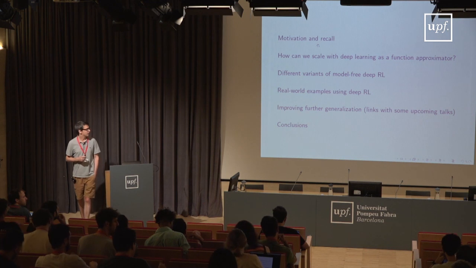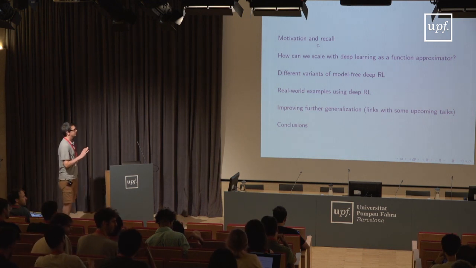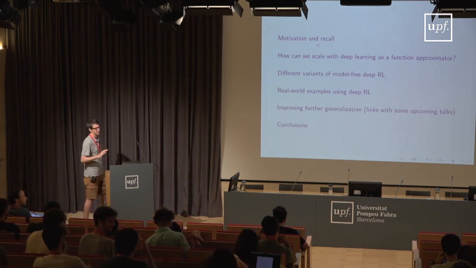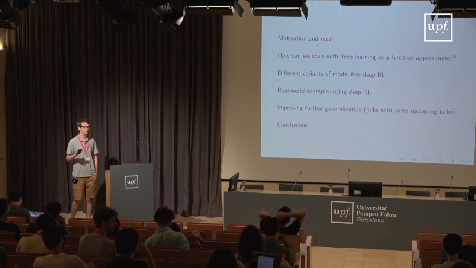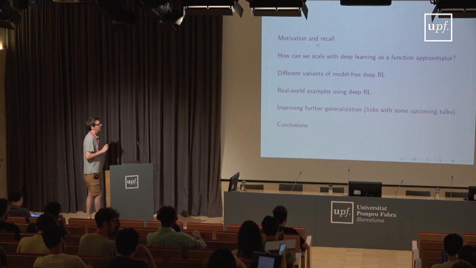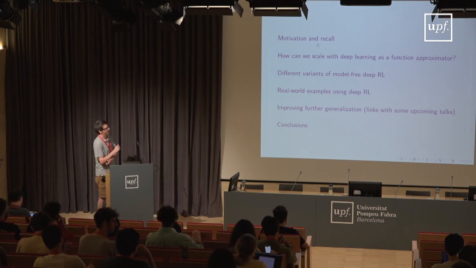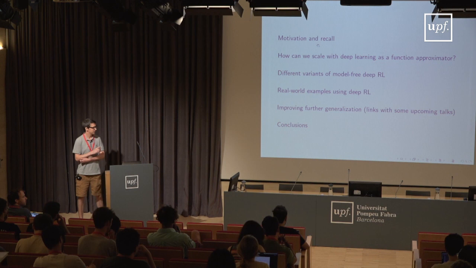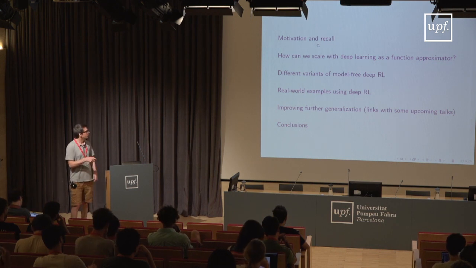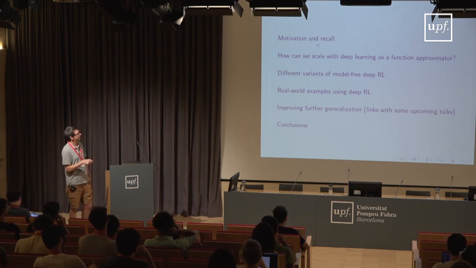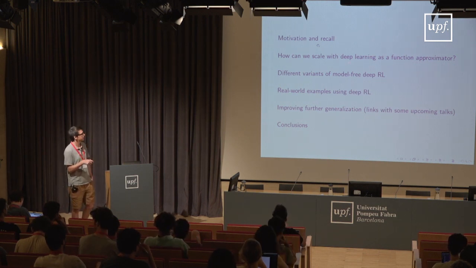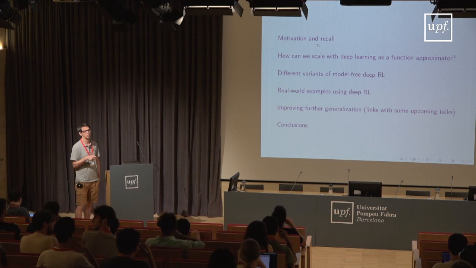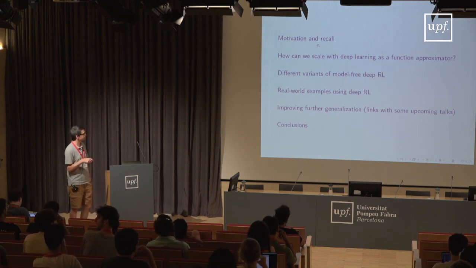So here is the outline of the talk. The first 10 slides, more or less, will be really basic things, and I will cover that very quickly, not to bore you too much. If you have any questions, just stop me. Then we'll dig into how we can actually use deep learning as a function approximator. We will look at all the different variants. So basically, in this part, we'll look at deep Q networks that you probably have already heard about. And in this part, we'll look at some variants of these deep Q networks.